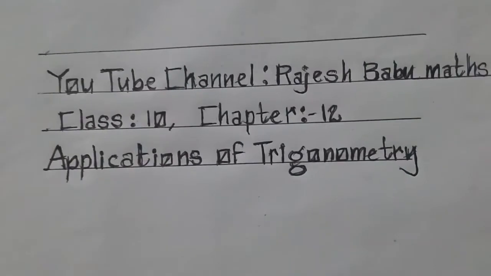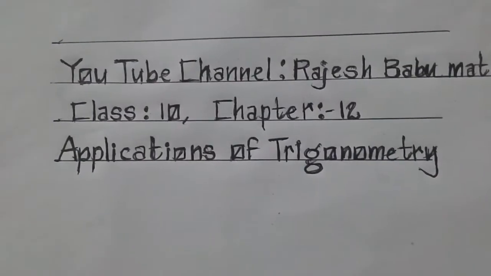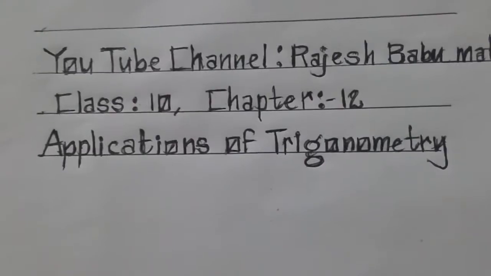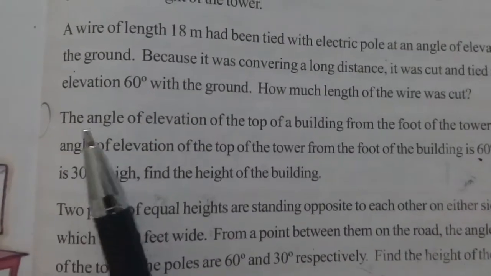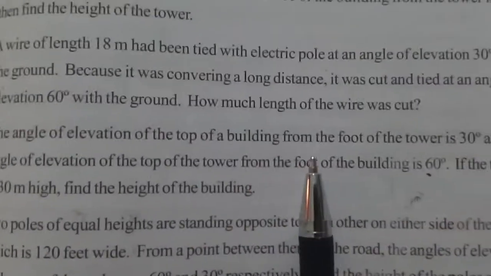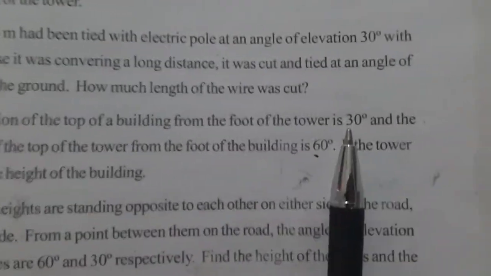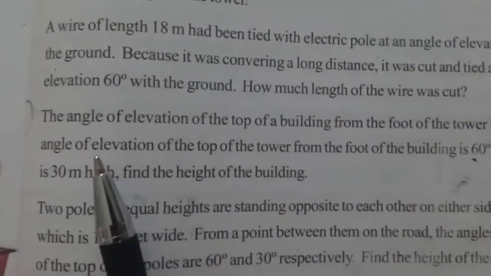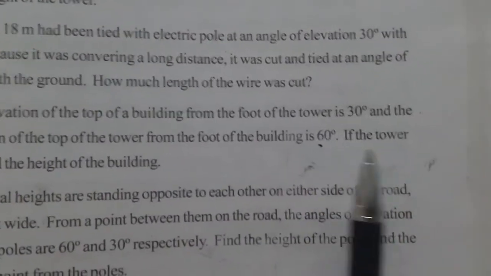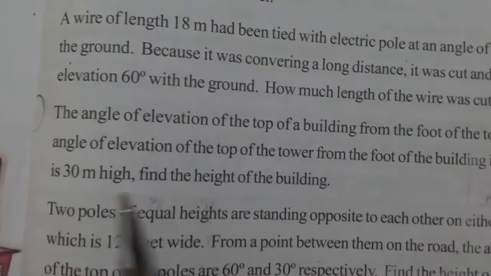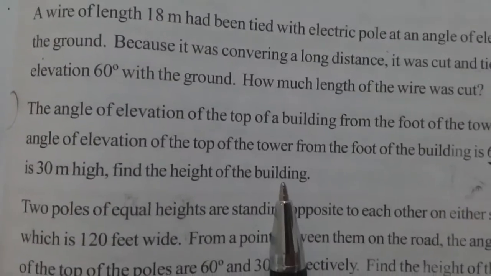Class 10, Chapter 12, Applications of Trigonometry, Exercise 2, 6th problem. The angle of elevation of the top of the building from the foot of the tower is 30 degrees and the angle of elevation of the top of the tower from the foot of the building is 60 degrees. If the tower is 30 meters high, find the height of the building.